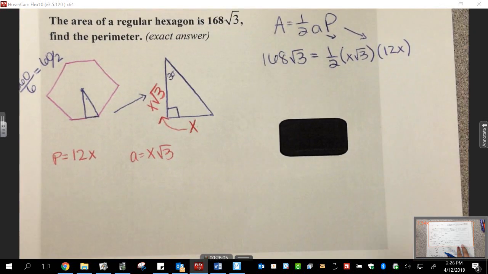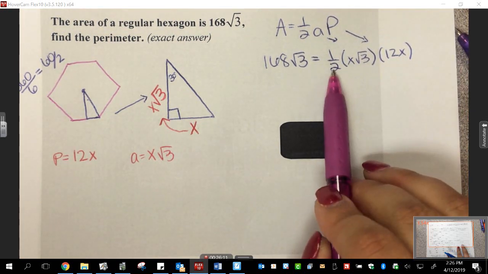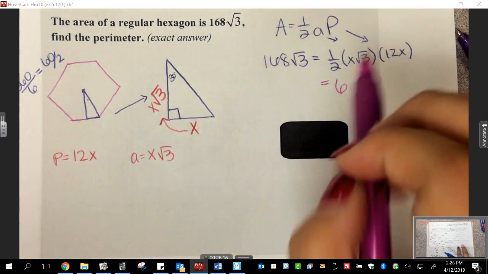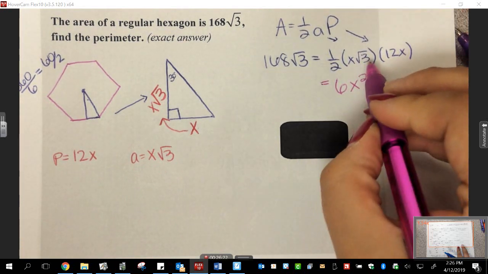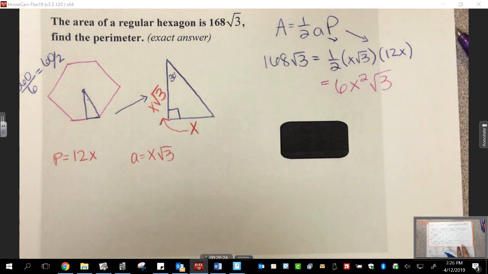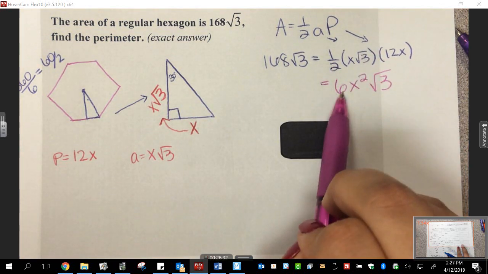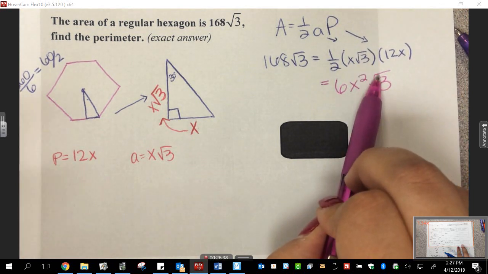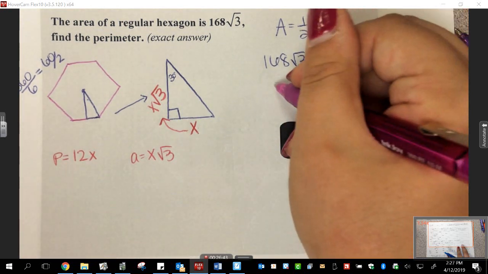Please watch. I can simplify this. It's multiplying. What's half of 12? 6. Everybody see where I just got that 6? Okay. What's x times x? X squared. And then I just bring down the square root of 3 because nothing's like it. Can't combine it with, there's no other radical. So then I'm going to bring down this. Just watch.